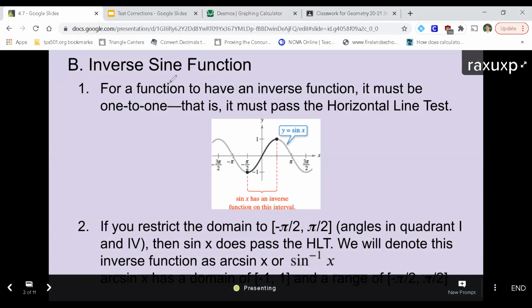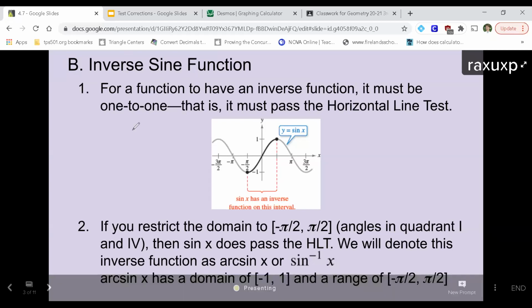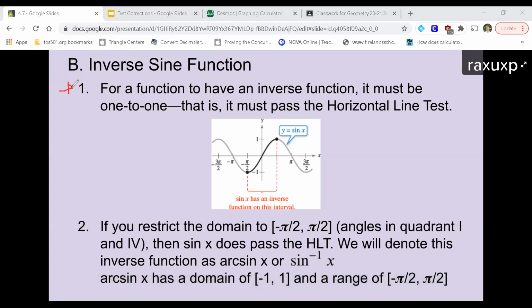All right, let's start with the first thing, inverse sine functions. So if you remember, this is review, so you don't have to write this down if you don't want to, but this is already in your notes. For any function to have an inverse, it must be 1 to 1. So for every x value, there's 1 and only 1 y value that goes with it. Or in other words, it must pass the horizontal line test. So for a function to have an inverse, it must pass the horizontal line test.